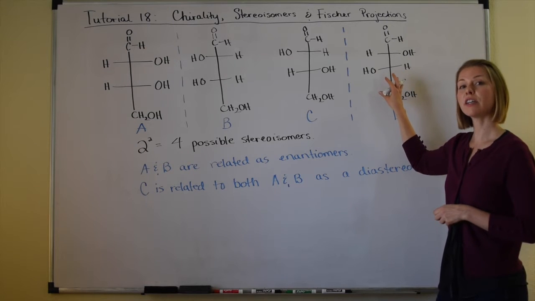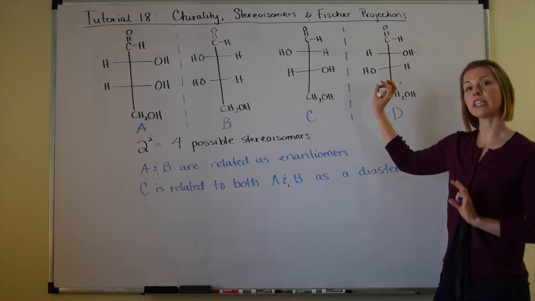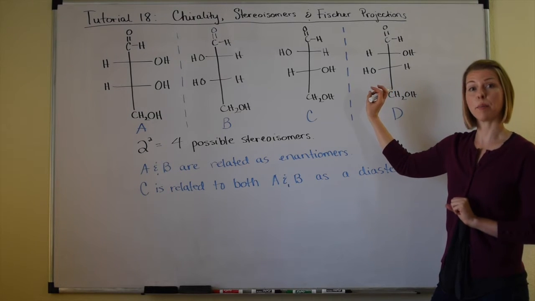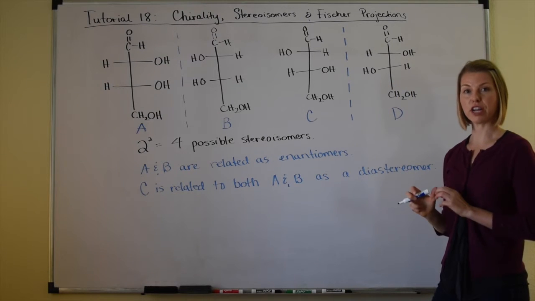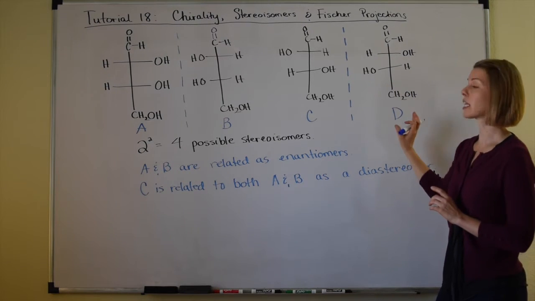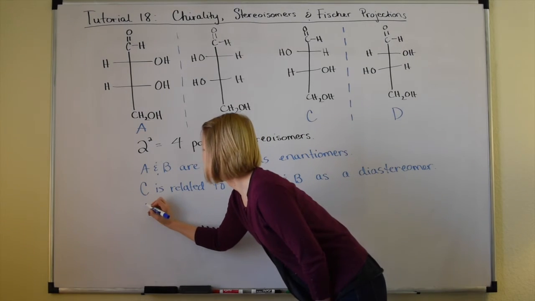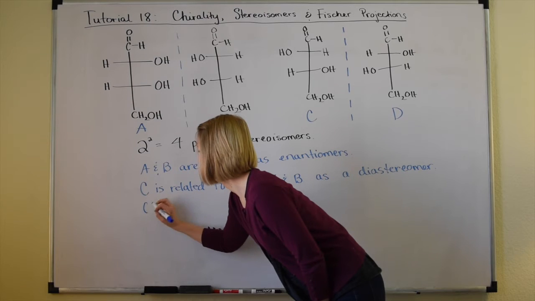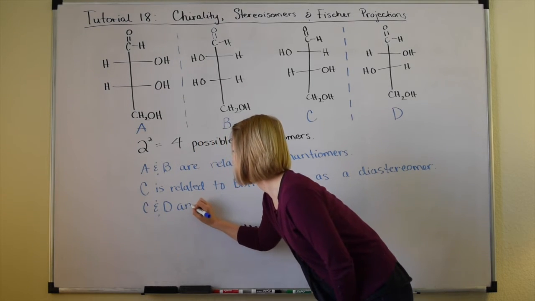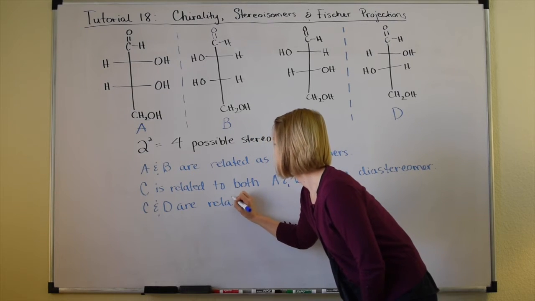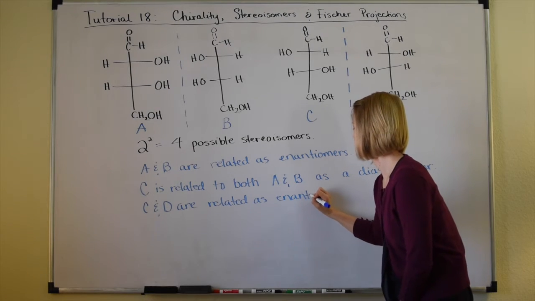So once again, no matter how you try to superimpose these, you'll never get all of the atoms to line up because these are not identical. They are non-superimposable mirror image forms. So C is related to D as another pair of enantiomers. So let's write down here, C and D are related as enantiomers.